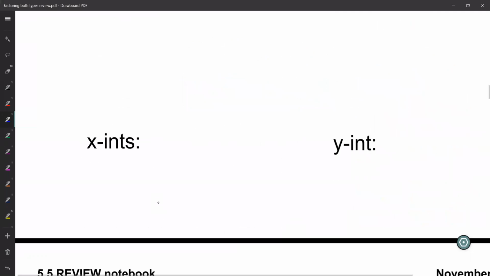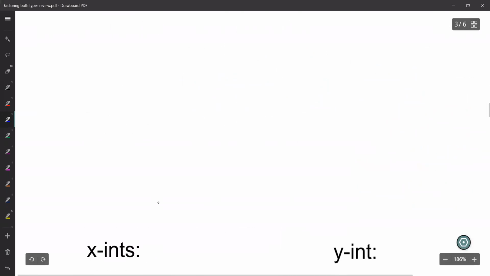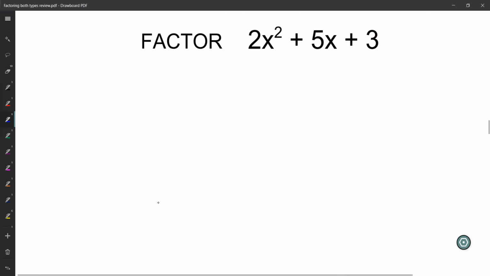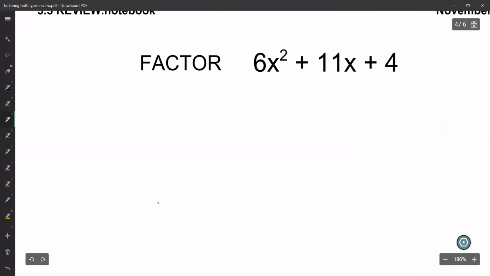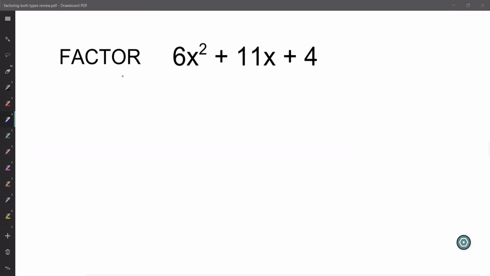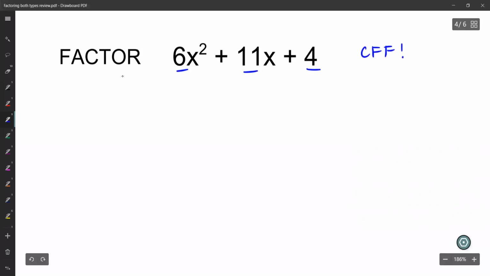Let's try this. Actually, we'll do this one. All right, so first things first, we're always going to check for a common factor. So 6, 11, and 4. Are there any common factors here? I think not. So common factoring, not possible.